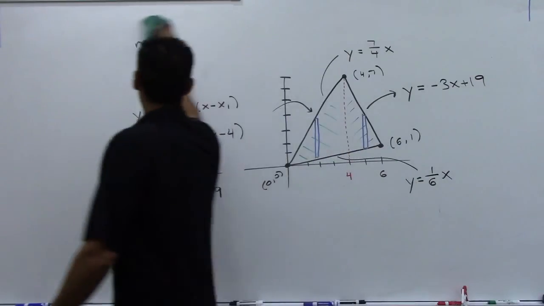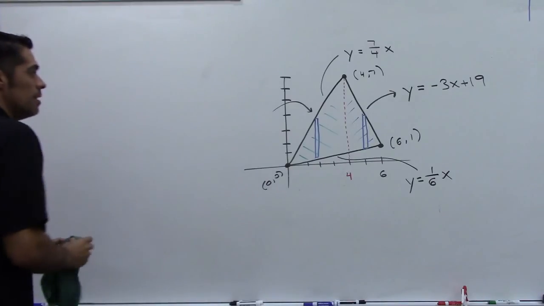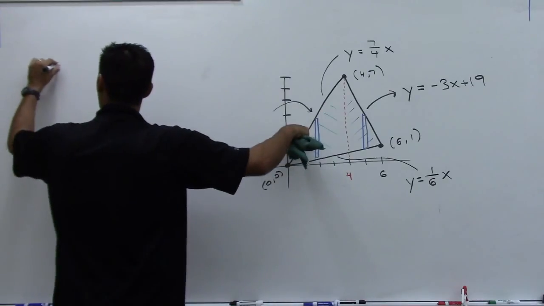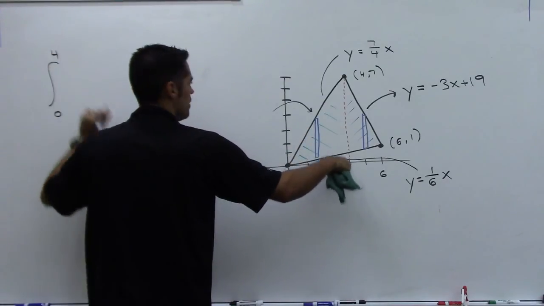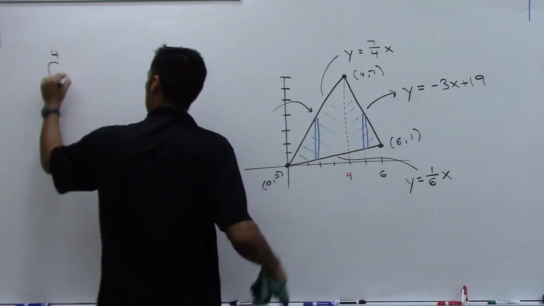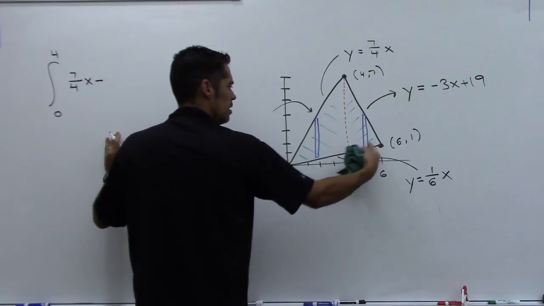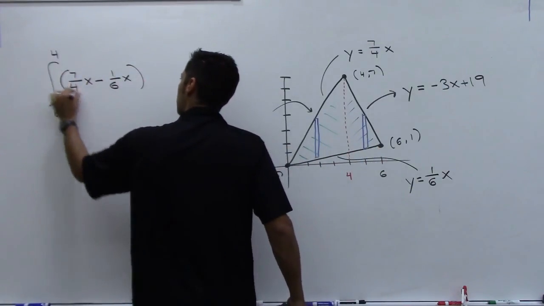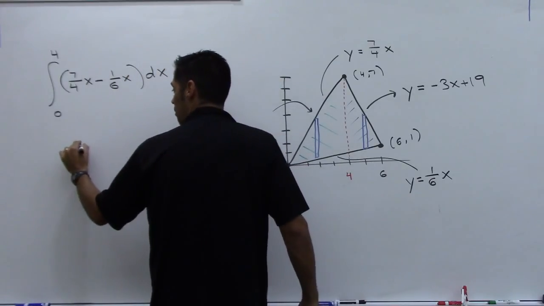And now let's see if I can set up these integrals. All right, so this first integral is going to be this green region. It'll be the integral going from 0 to 4 of the top function, which is this line, 7/4 x, minus the bottom function, which is this line, 1/6 x, dx. You could figure out what that is. I'm not going to go through it.